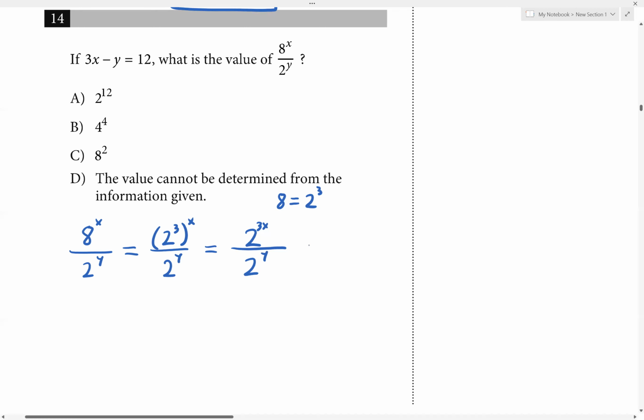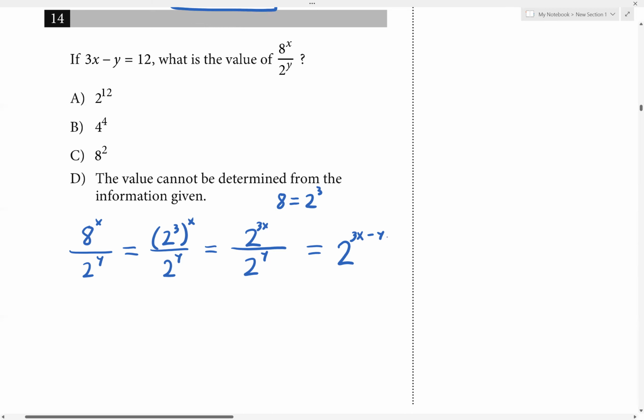To simplify one more step, now they have the same base. Base 2 over base 2, each raised to an exponent, and they're dividing each other. The rule is we subtract the exponents: we keep the base and subtract the exponents. So it'll be 3x minus y. Although the exponents are not actual numbers, they are variables, we still subtract them. So it'll be 2 raised to the 3x minus y.